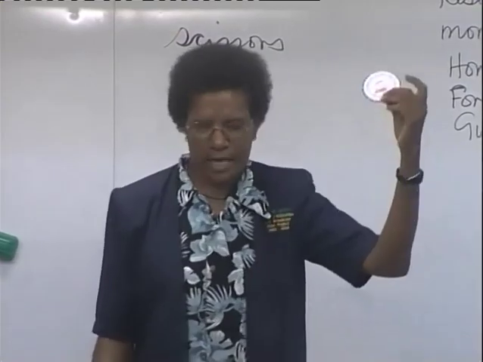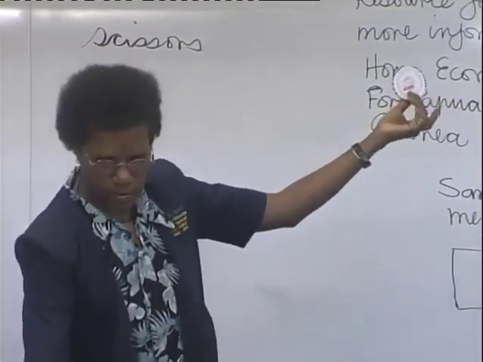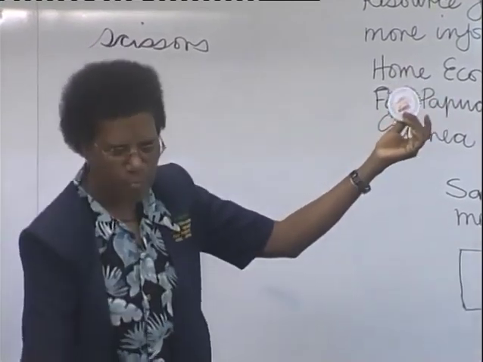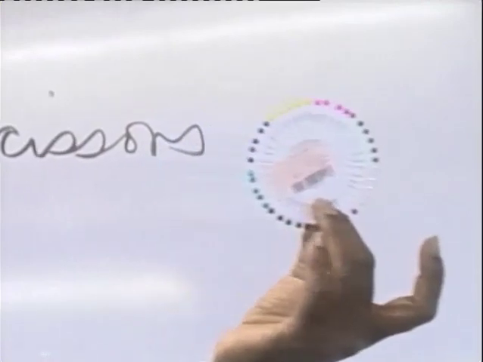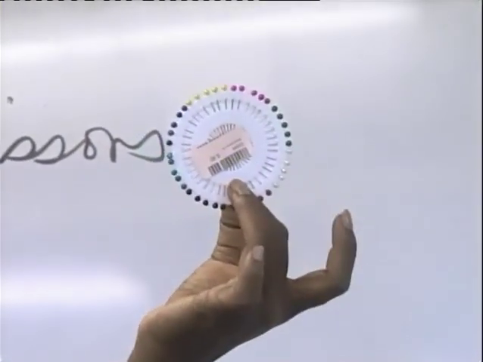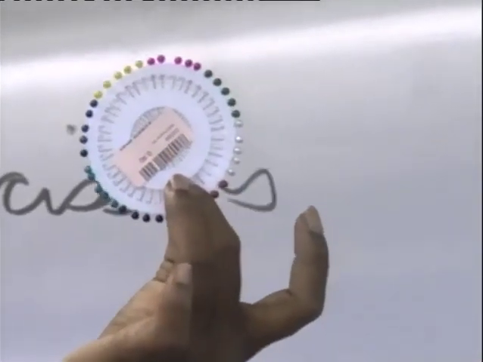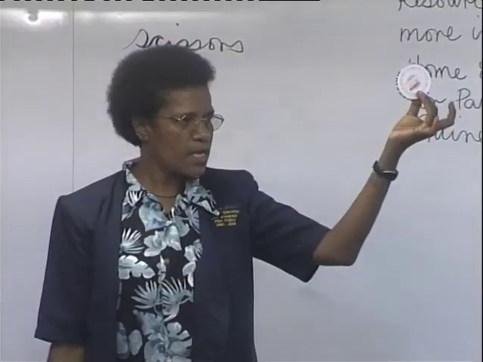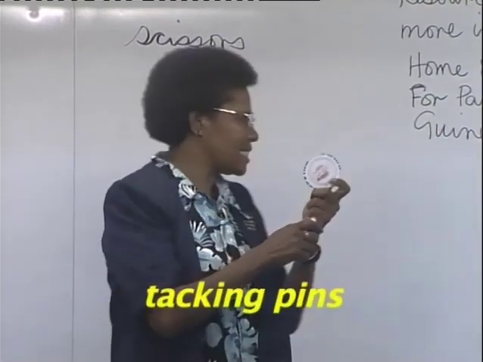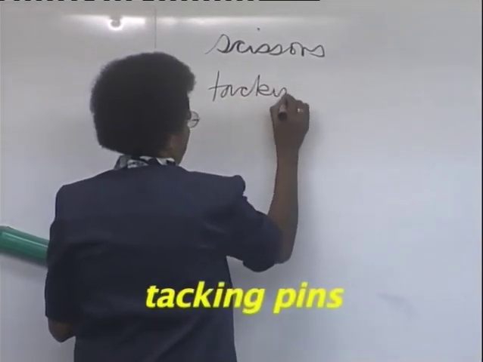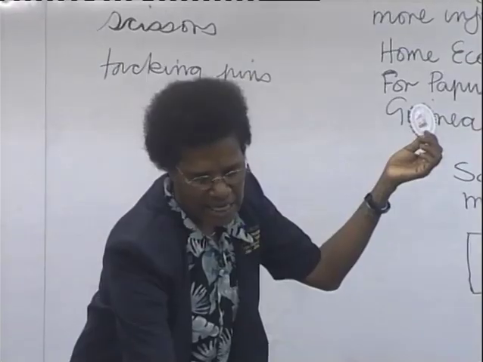We have the other. Second and third group, if you can tell us what these are. These are some of the equipment that the person who wants to sew needs. Second and third group. Okay, taking pins.